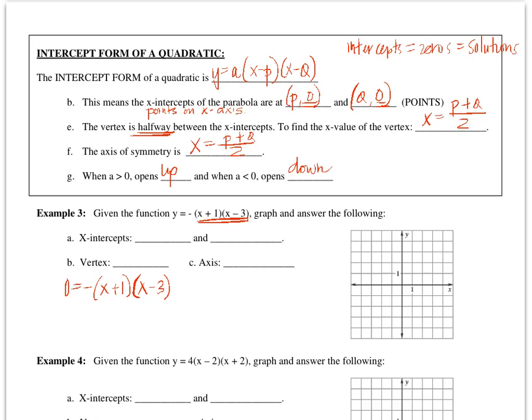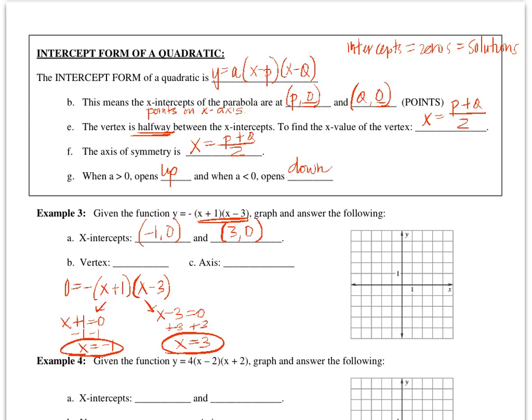And if you remember from chapter 2, to find intercepts, you make y equals 0. So that happens where x plus 1 equals 0, and that happens where x minus 3 equals 0. So I solve each of these, and I find that x equals negative 1. And if I solve the second one, I find that x equals 3. So my two intercepts should be written as points, (negative 1, 0) and (3, 0).